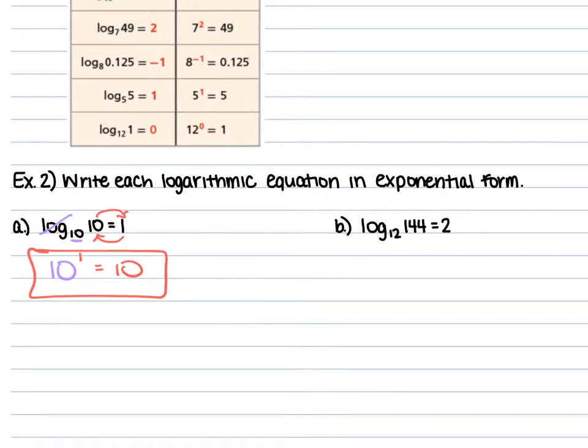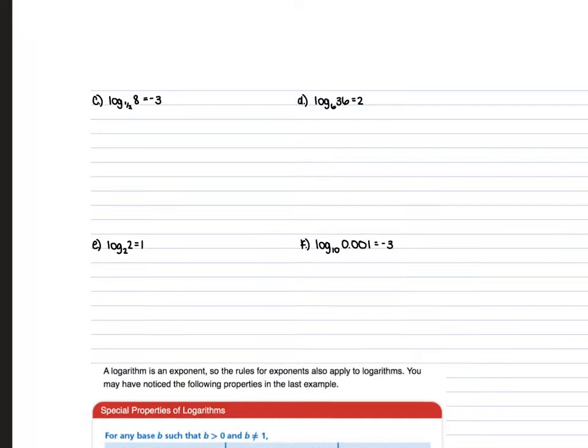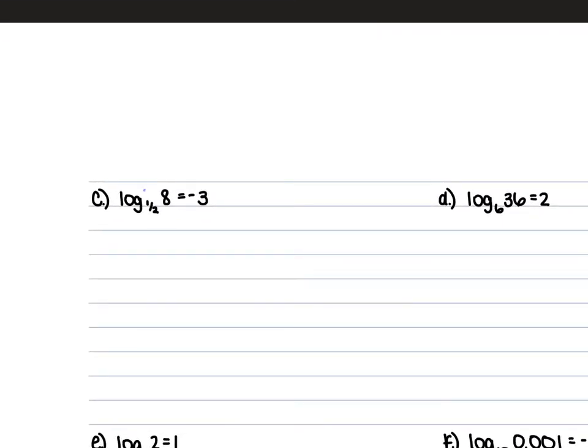For b, we have log 12 of 144 is equal to 2. So drop the log. We're going to have 12 to the power of 2 is equal to 144. These are all going to be true statements. So if you raise that 12 to the second power, you should be getting 144, which is true. For c, we have log 1/2 of 8 is equal to negative 3. So we're going to drop the log. We're going to have 1/2 to the power of negative 3 is equal to 8.